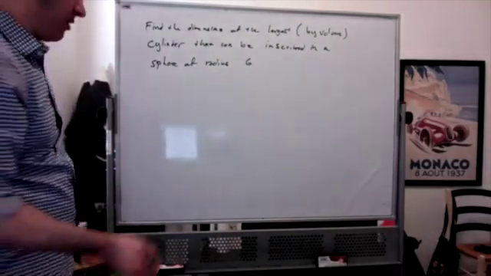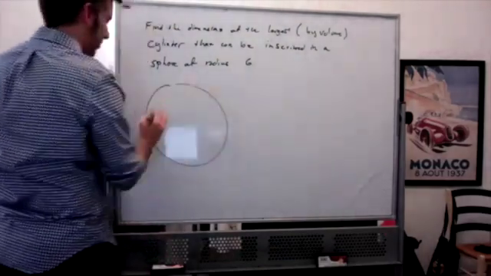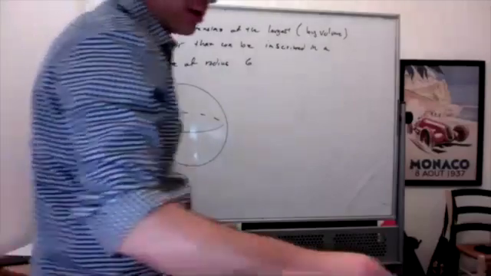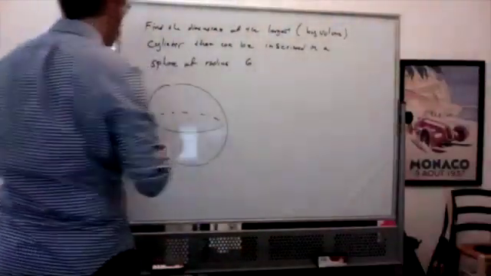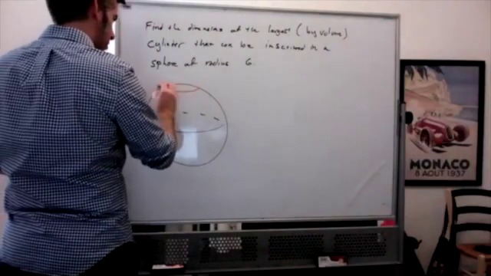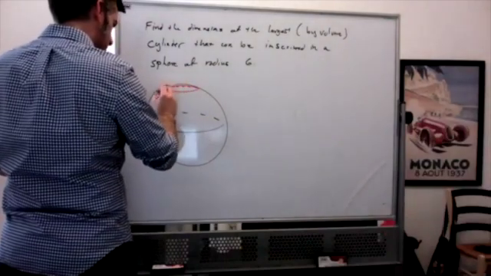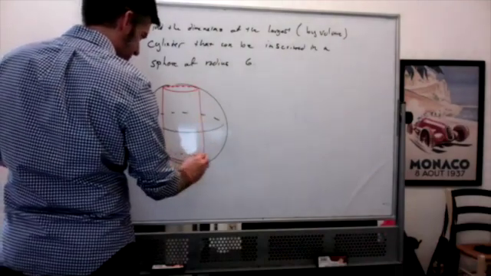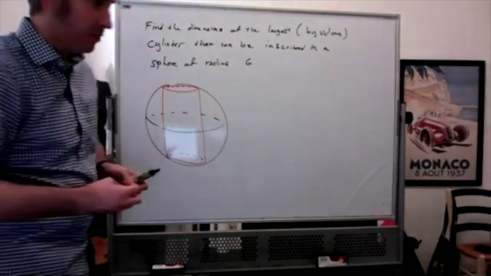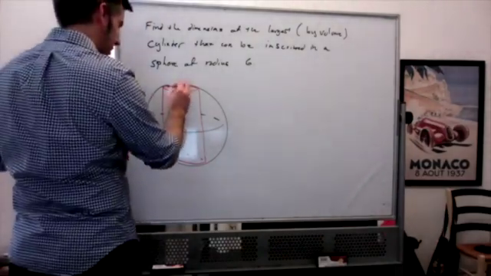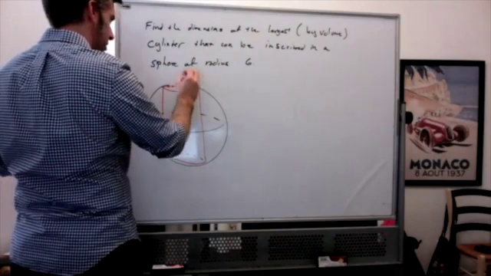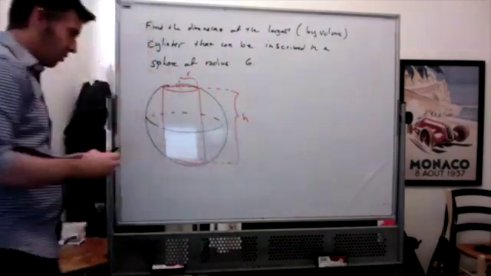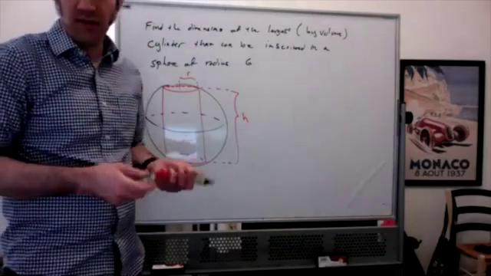All right, so let's draw the picture. So here's our sphere, radius is 6, and here is our cylinder. We want to find the dimensions of the cylinder. So the cylinder has dimensions, right? Radius and height. We want to find the radius and the height that make the cylinder have the most volume.